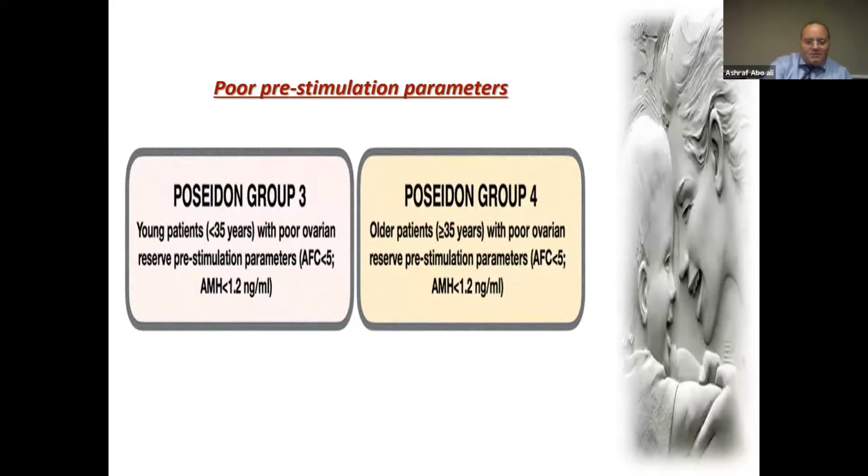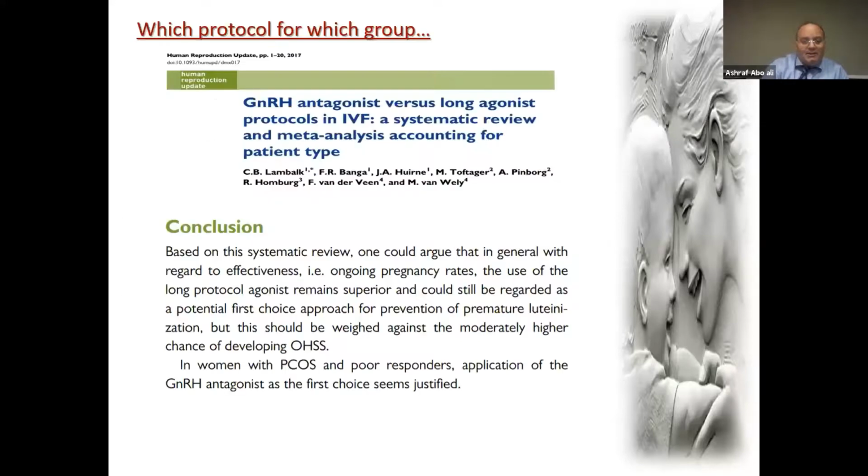The Bologna group 3 and 4, those are frank poor responders. They are patients with anti-Mullerian hormone lower than 1.2 and follicle count 5 or less. And those patients, if they are less than 35, they are Bologna group 3, and more than 35, they are Bologna group 4, and those are the most difficult patients you should be careful about, and they should not be delayed in the management.